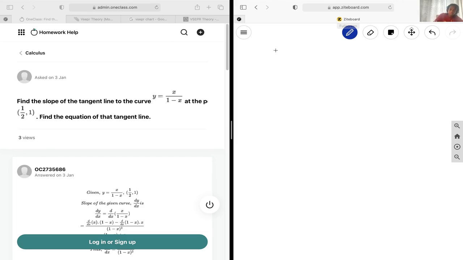So first up, we know that the slope of the tangent line is going to be the derivative of y at that point. And so we can put in our y. It's going to be d over dx of x over 1 minus x. And then next up, we're going to make use of the quotient rule. So let's just write that down quickly.